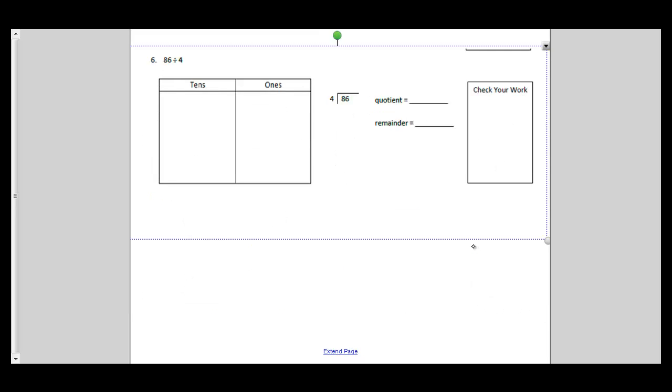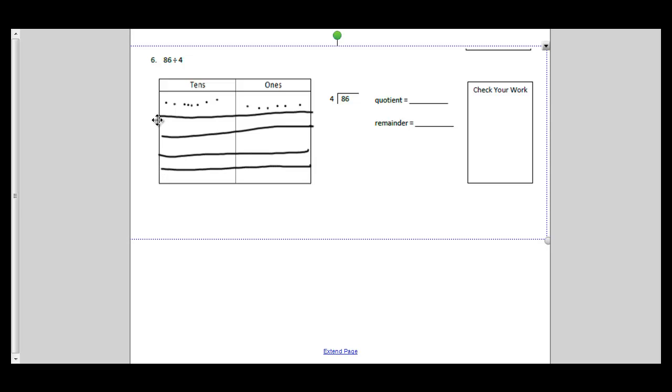All right, I believe this is the last problem. If you haven't done any by yourself, I'd like for you to try to do this one all by yourself and then come back and check with me. All right, so I have 1, 2, 3, 4, 5, 6, 7, 8 tens. 1, 2, 3, 4, 5, 6 ones. And I'm putting this into groups of 4. So 1, 2, 3, 4.